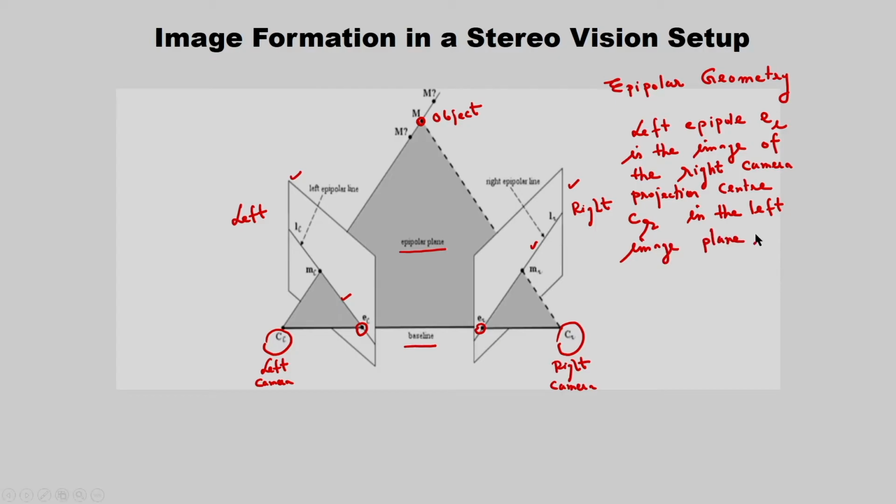So the left epipole EL is the image of the right camera projection center CR in the left image plane. Also, I can define the right epipole. The right epipole is here. This camera configuration is called the general camera configuration. This is a stereo vision setup, and in this case, you can see the image planes are not parallel.